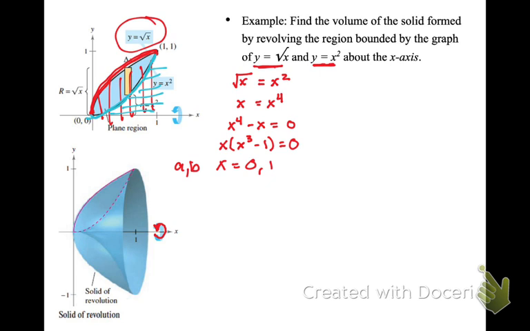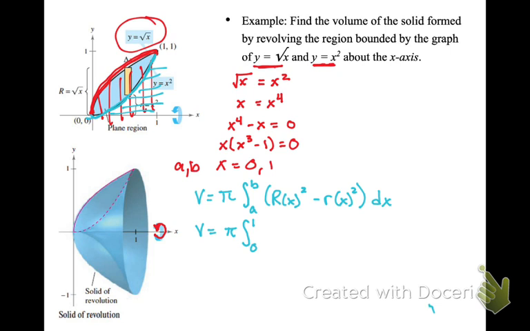Okay, so we have volume equals pi, the integral from a to b of capital R x squared minus lowercase r x squared dx. Correct? Okay, so I need to plug it in. So V equals pi, integral from what to what? 0 to 1.